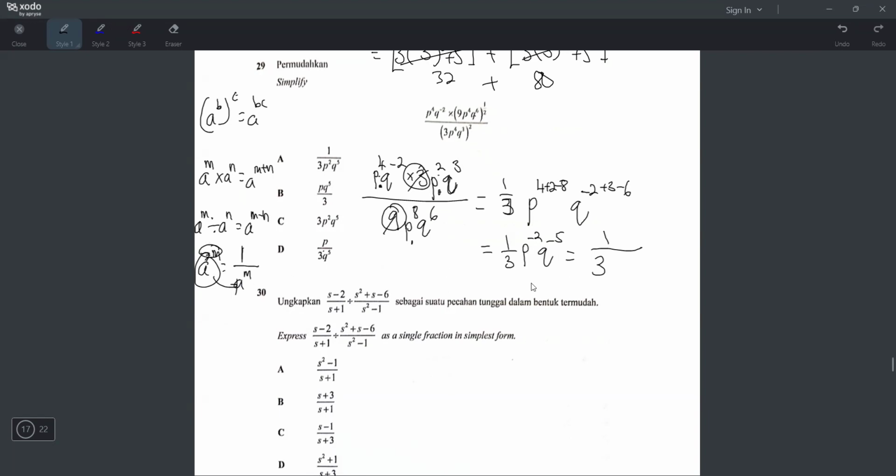Okay. So when you move it down, it becomes P power 2. When you move it down, it becomes Q power 5. This is the answer. So A. Okay. That's all.